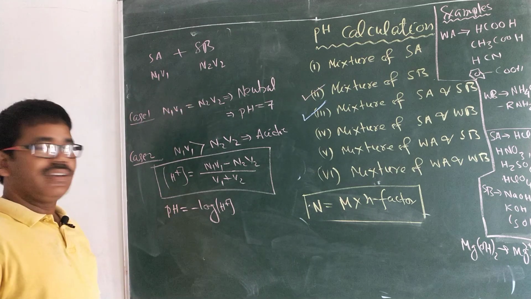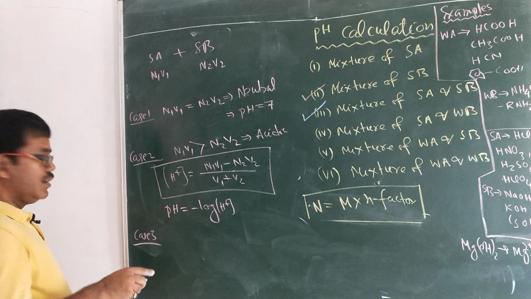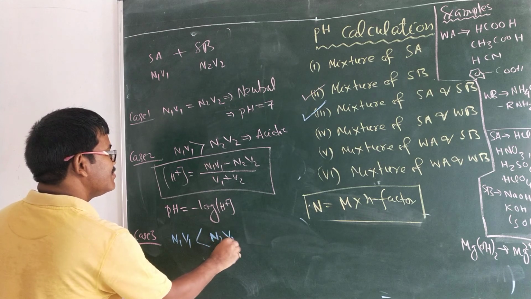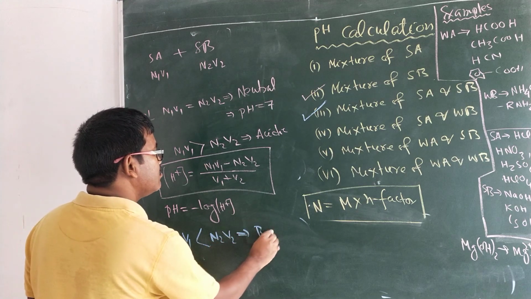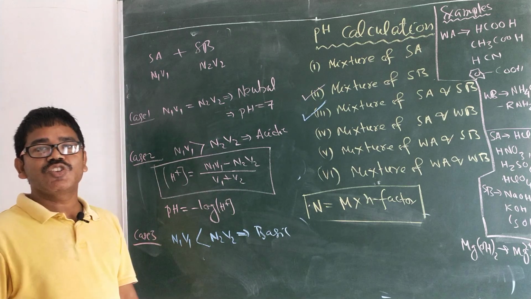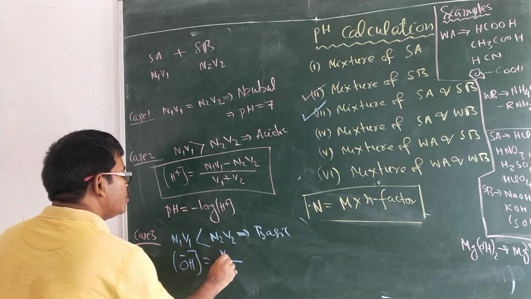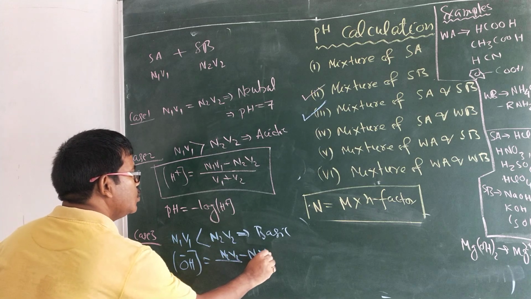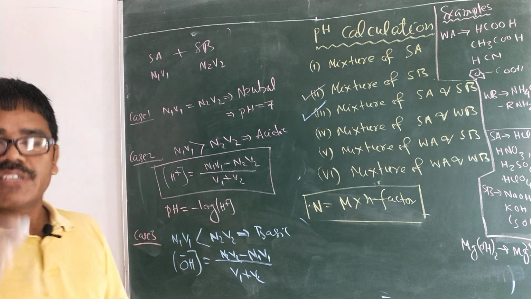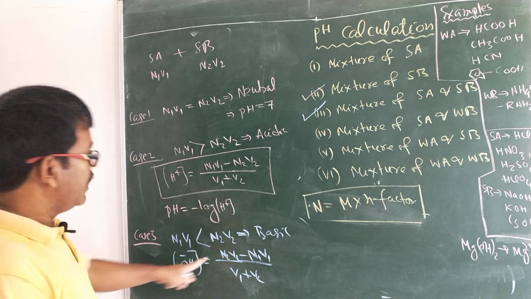We can have another case. Case 3. What can be the case? Milli equivalent of acid is lower than milli equivalent of the base. In that case, solution will be basic. Basic means what ions will be there? OH minus ions will be there. That OH minus ion concentration is equal to N2 V2 minus N1 V1 by V1 plus V2. You need to subtract the smaller value from the larger value. Here N2 V2 is greater than N1 V1. Therefore, resulting solution is basic.